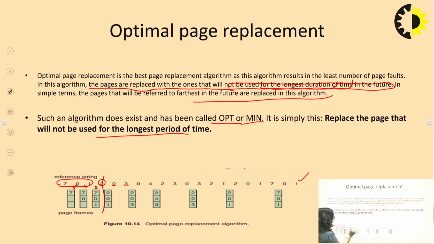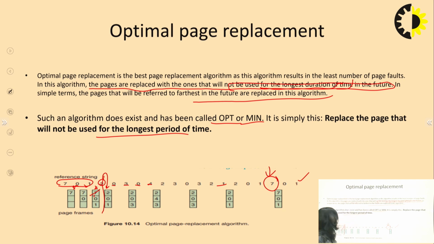Again 3, 0, 0. Now check it, 7, 2 according to 1. 1 is here, but 7 is far away. It is the longest duration of time. So 7 has the longest duration of time in the future before it is used again in the page frame. So now this 2 is replaced by the 7. So cutting the 7, the 2 is stored in this place.